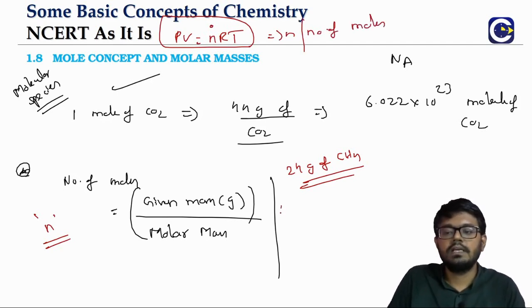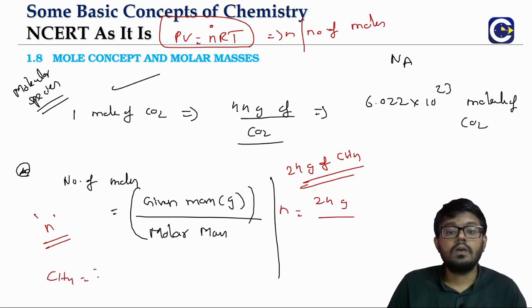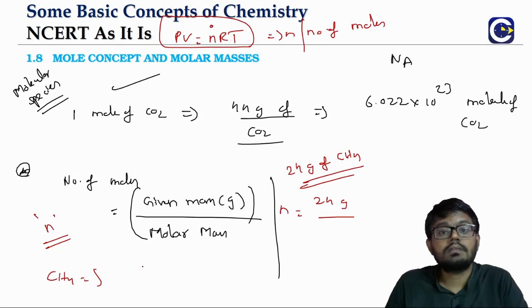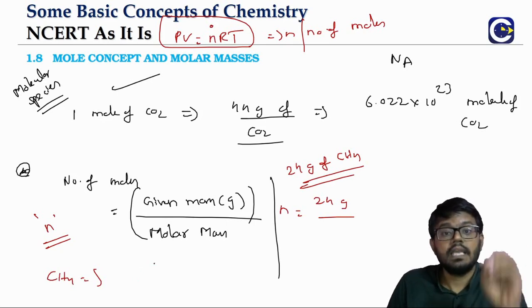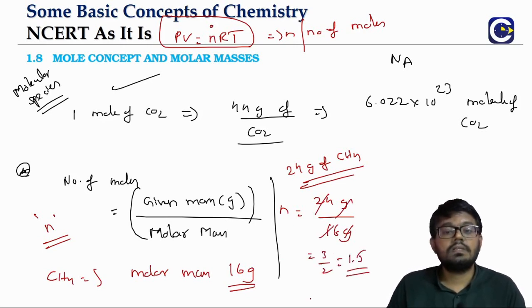Okay, so look at this. Number of moles in this case will be what? What is the given mass of methane here? 24 grams. What is the molar mass of methane? Methane means CH4. What is the molecular mass of methane? 16 AMU. So molar mass will be the same, 16 value, but it will be in grams. Gram gets cancelled. What is the number of moles of methane in 24 grams? It is 1.5. So this is how we will be able to calculate the number of moles based on the mass.